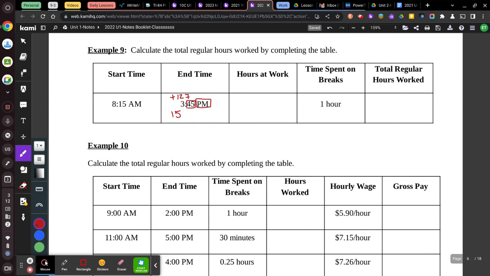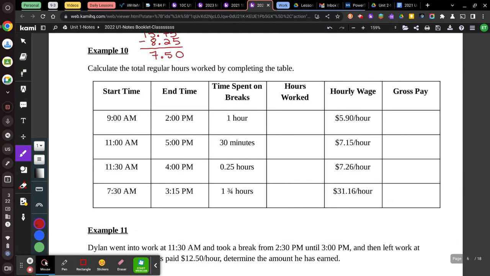That's 75 out of 100. So that's 12.75. This guy becomes 8.25 of an hour. And now we subtract. So 15.75 minus 8.25 hours is going to give us 7.50. So that means 7.5 hours is how much you worked. Now you took a time on break, which means you subtract that hour. So you totally worked 6.5 hours that day.